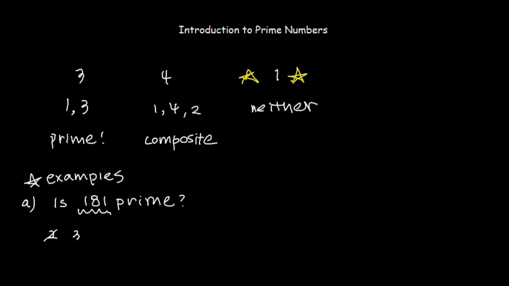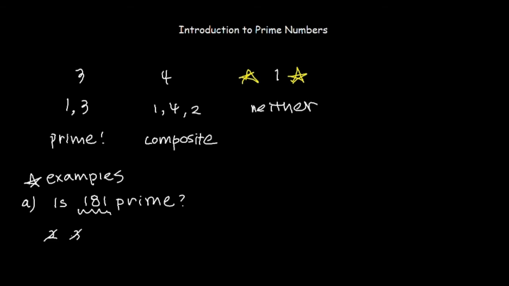What about 3? When you add up all the digits, 1 plus 8 plus 1, do you get a number that is divisible by 3? Not quite, because 1 plus 8 plus 1 gives you 10, and we know for sure that 10 is not divisible by 3. So therefore, this number isn't divisible by 3 either. Let's look at 4. Is the number formed by the last 2 digits divisible by 4? So is 81?